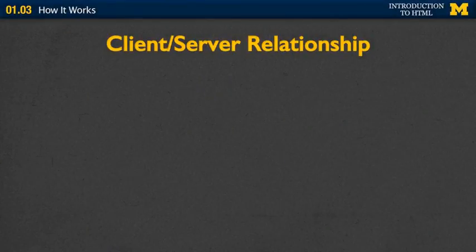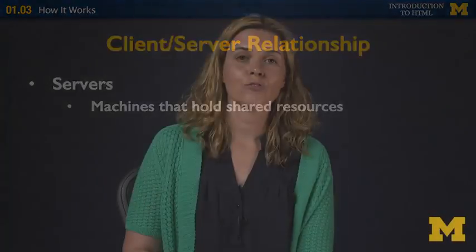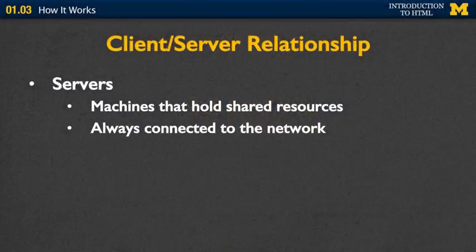Because we have these networks, we have something called client-server relationships. Servers are these powerful machines that hold your shared resources. So there's one machine that can be controlling multiple printers, or one machine that actually holds the file that 6 or 7 of you are all editing at the same time. Servers are always connected to the network. They need to be, because otherwise people can't get their work done.